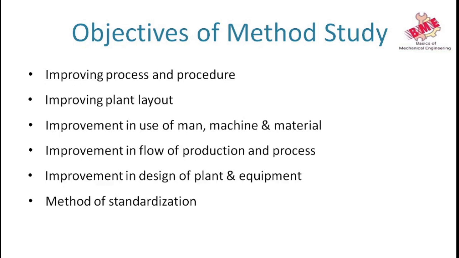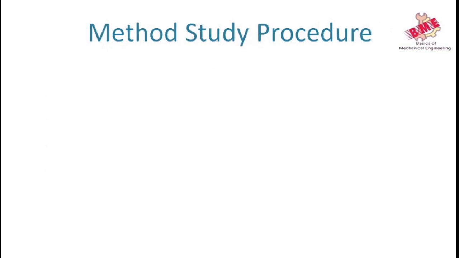Next point is method study procedure. In the method study procedure, first point is select. In this first point, select, we have to consider which plant layout we have to check for the method study procedure. For that we have to take three different criteria. Means, economical criteria, technical consideration and human consideration.